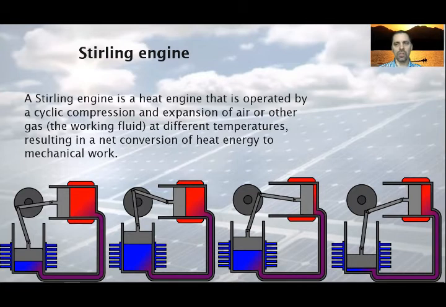A Stirling engine is a heat or external combustion engine that is operated by cycles of compression and expansion of air or other gas, the working fluid, at different temperatures, resulting in a net conversion of heat energy to mechanical work. Let's see how it works.